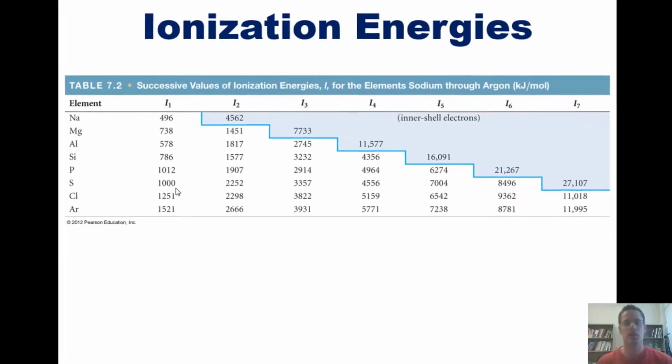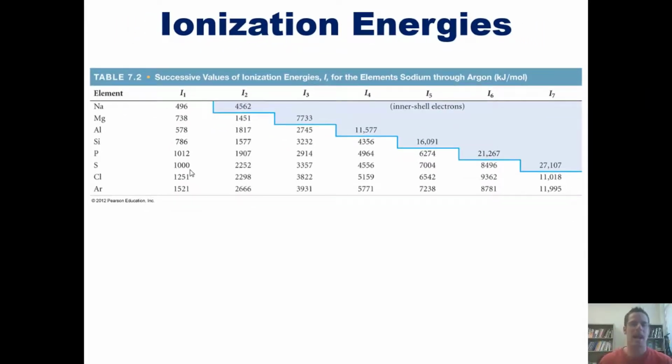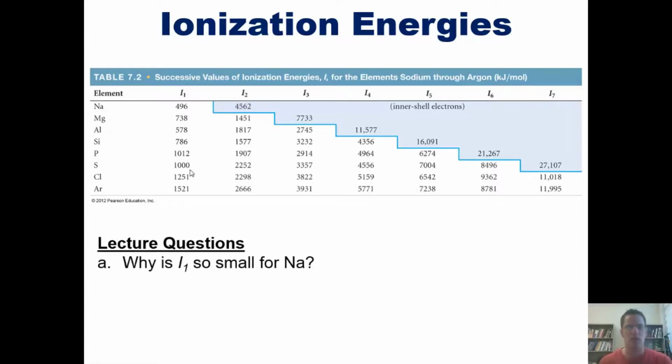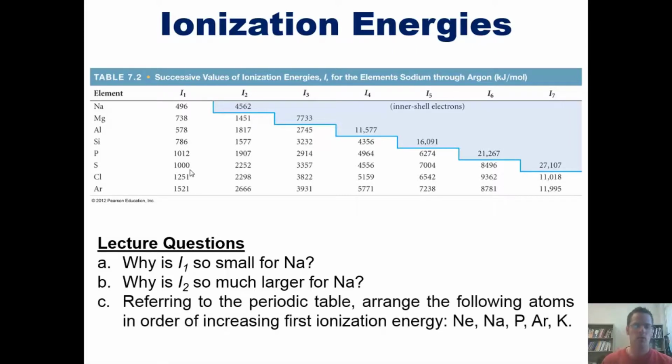This takes us to some questions that I'm not going to answer here, but we'll just ask and let you think about. These are in fact thought questions. Why do you think that the first ionization energy is so small for sodium? Why is the second ionization energy so much larger for sodium? And referring to the periodic table, arrange the following atoms in order of increasing first ionization energy.